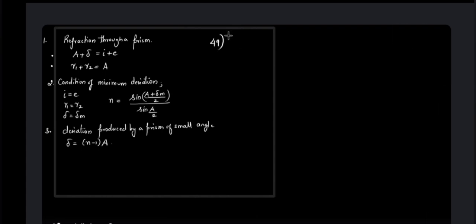Question 49. A ray of light passes through an equilateral glass prism. So again, the angle of prism is given as 60 degrees, such that the angle of incidence is equal to the angle of emergence. So this is the condition of minimum deviation. If the angle of emergence is 3/4 times the angle of prism, that means 3/4 of 60 degrees, which is nothing but 45 degrees. And the same will be the angle of incidence because I is equal to E.